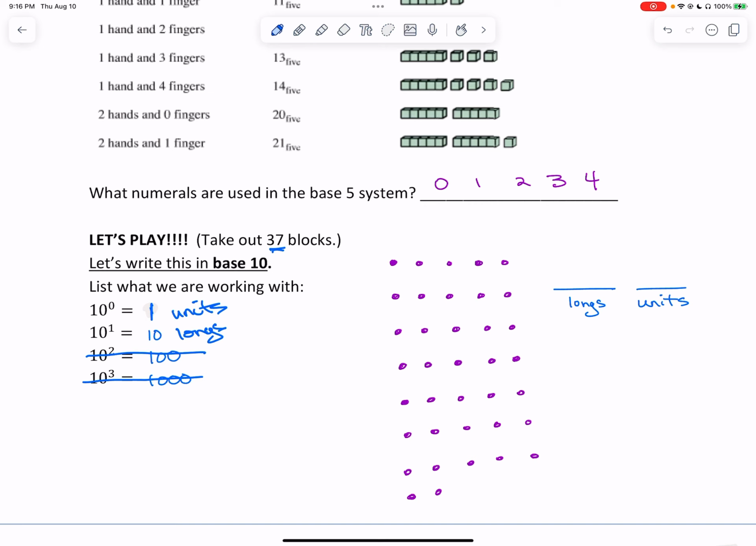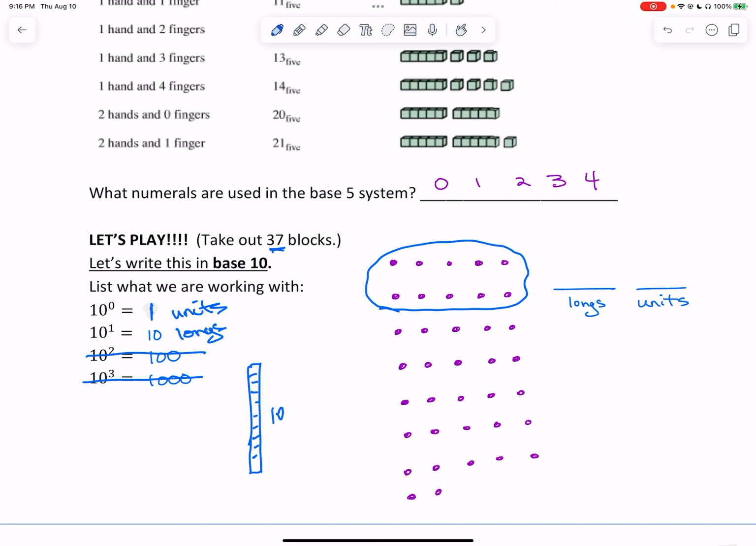A long has 10 in it, right? So here's our long. If you were looking at it, it would have 10. I don't know how many I put, but there's going to be 10 units in there. Okay, so I'm going to make this a long. I would take those little blocks and string them up and make a long. Or you could think I'm going to exchange it for a long.